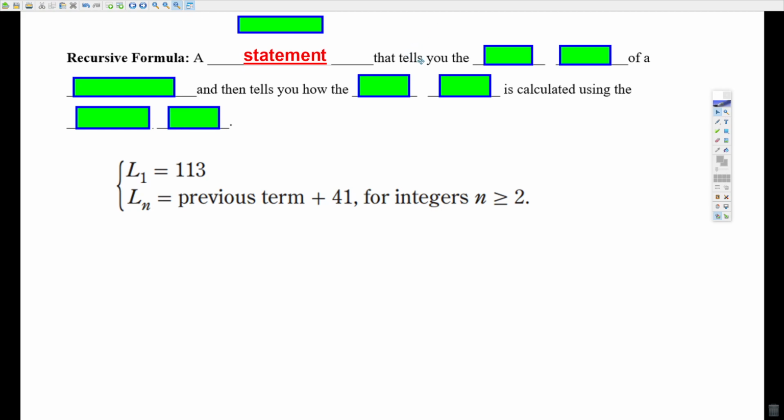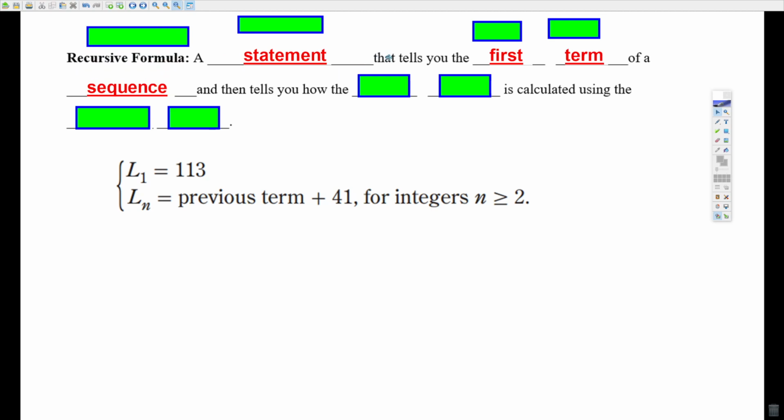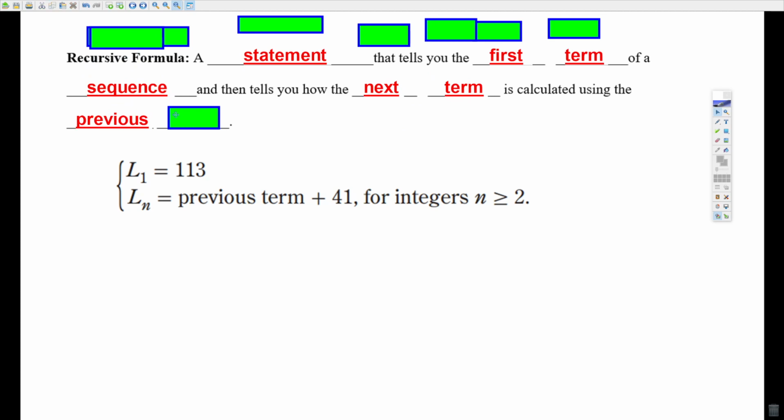Well, a recursive formula is a statement that tells you the first term of the sequence, and then it tells you how the next term is calculated using that previous term. So if we look at this, it's now going to be written with a bracket, as you can see here. So it uses a bracket, only one-sided. And the first thing it will tell you is your first term. That's what L sub 1 is. It's equal to 113. And then from there, we're going to use the previous term and add plus 41 each time.